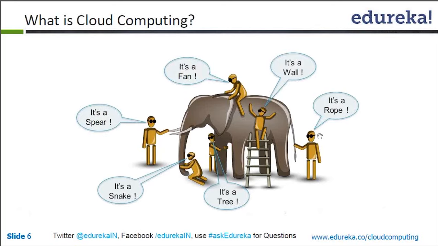If we ask 4 or 5 blindfolded men to touch an elephant and identify what it is, whoever is touching the tail will say it's a rope, and whoever is touching the stomach will say it's a wall. Unless they get a 360-degree view of the elephant, they cannot say this is an elephant. It depends on the perspective and what they had worked on earlier.